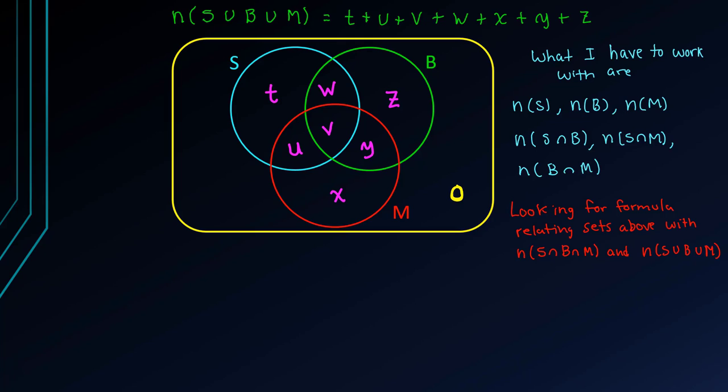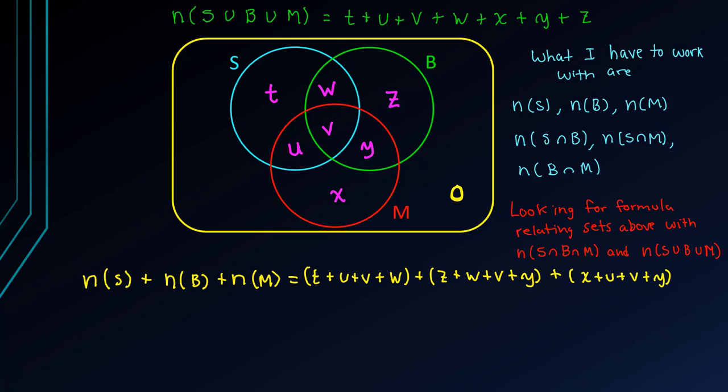So let's take a look at something. I'm trying to find something that equals the same as these 7 variables added together. Well, if I just do the number in set S plus the number in set B plus the number in set M, I would have T plus U plus V plus W, because that's what S is, Z plus W plus V plus Y, because that's what B is, and X plus U plus V plus Y, which is what M is. If I add these together, I would have T plus X plus Z plus 2 U's plus 2 W's plus 2 Y's plus 3 V's.